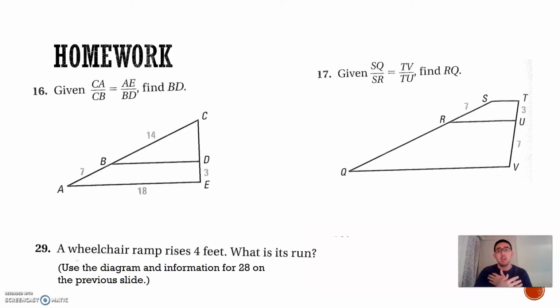This is your homework. This was a short review. These should be similar to the problems that we just did. Please turn it in on Google Classroom.